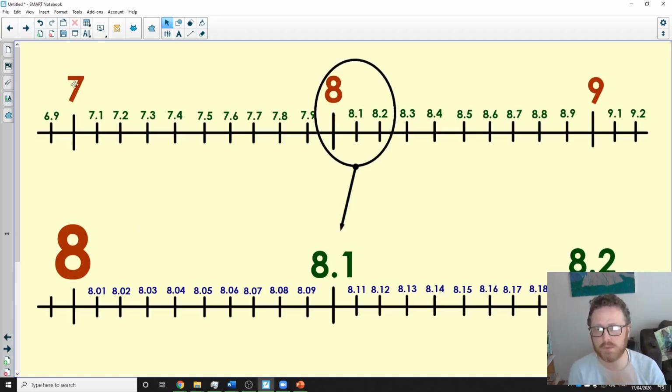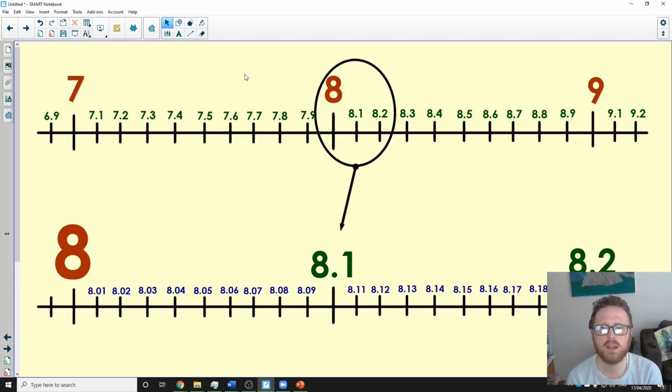So right here, we've got the whole number 7, and we've got a whole number 8. But in between all of those whole numbers, we've got these tiny other little numbers. These are our decimal numbers. Now, these are the tenths here, because the space between our 7 and our 8, our two whole numbers, has been divided equally into 10 equal parts.